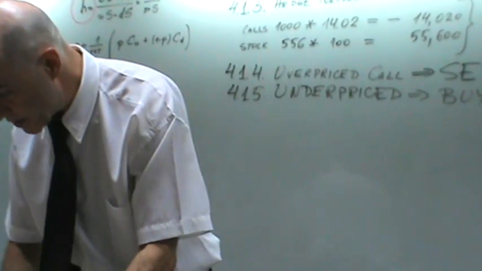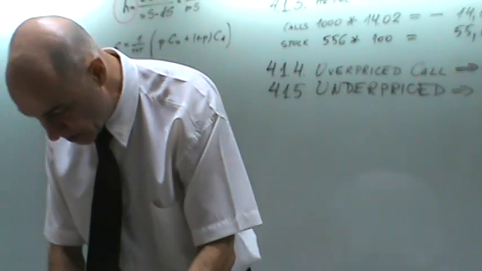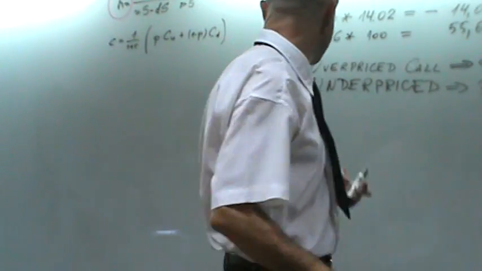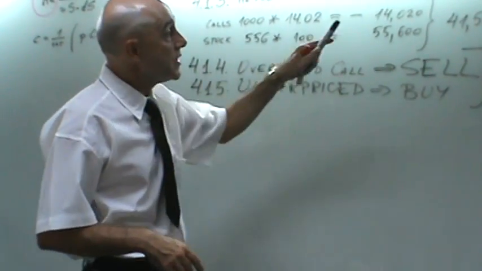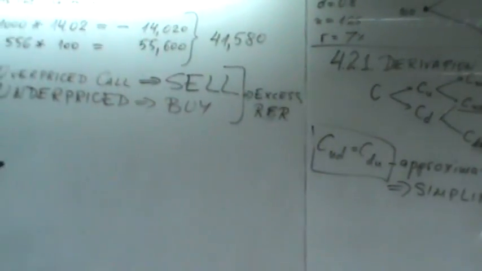So we got the mispriced. We got the 2-period model. Okay, the illustration. And 421 is the derivation.